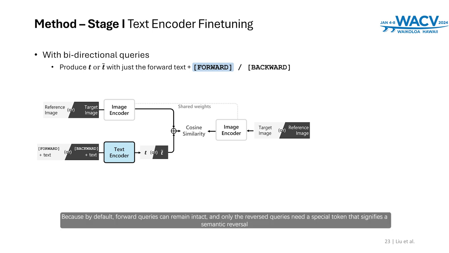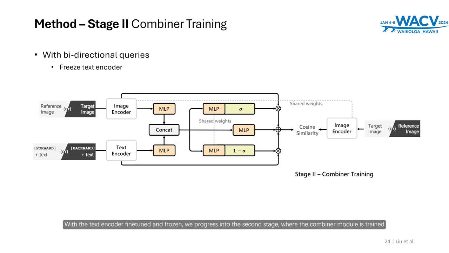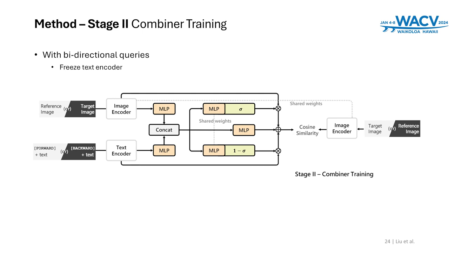Because by default, forward queries can remain intact, and only the reverse queries need a special token that signifies a semantic reversal. However, we found that this harms the performance, potentially because it creates an unbalanced learning situation for the text encoder. With the text encoder fine-tuned and frozen, we progress into the second stage where the combiner module is trained. As we show here, the model is a three-branch multimodal fusion design.